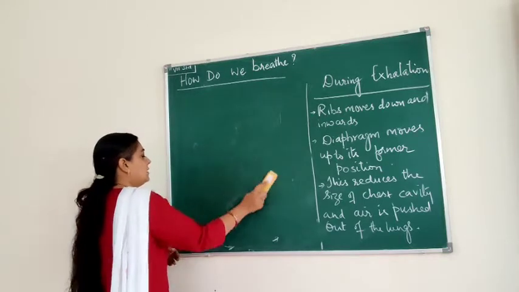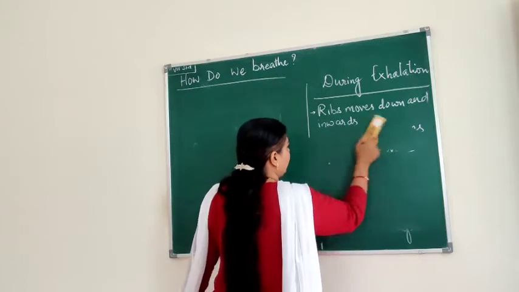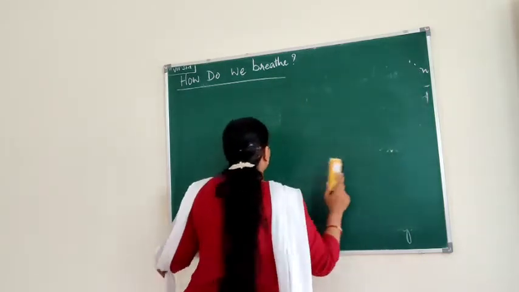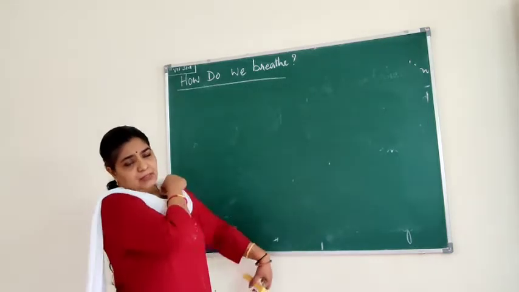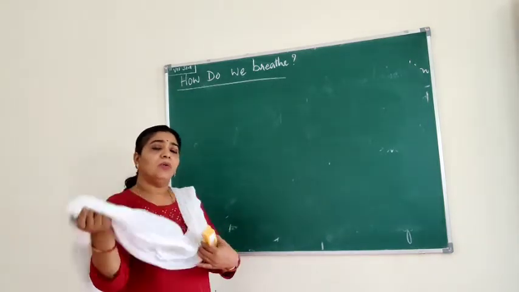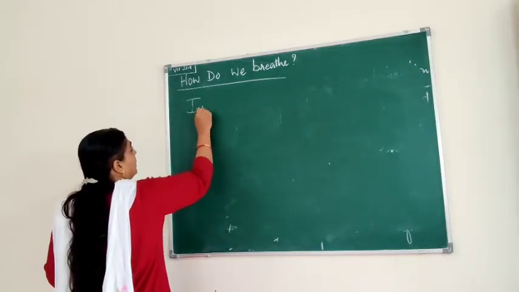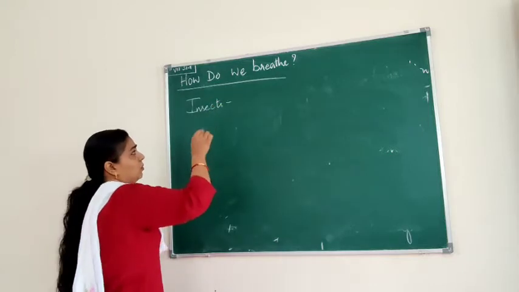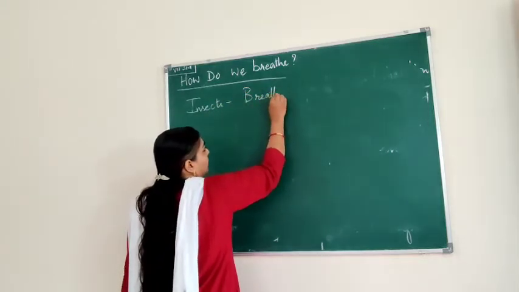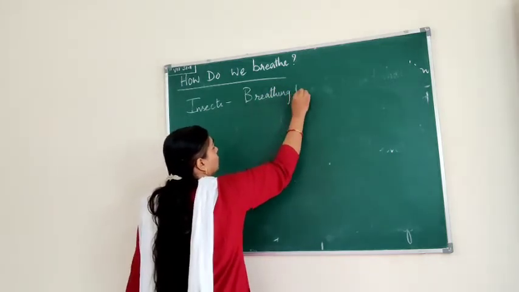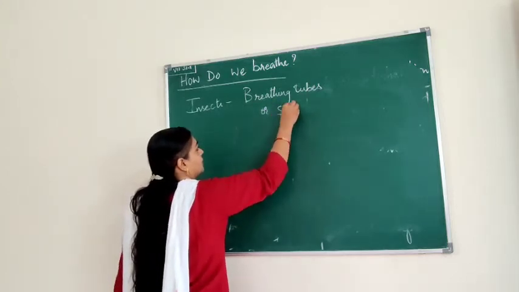Okay. So now let us see how other organisms respire. Now we know our respiratory organ is the lungs. So there is no doubt in that. So how do other organisms respire? Let us talk about insects. How do insects respire? Already I told you insects respire through breathing tubes, also called spiracles.